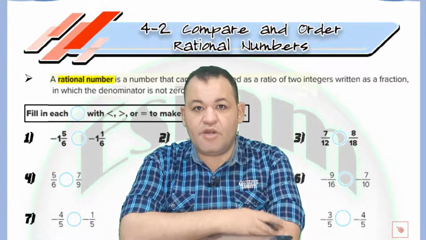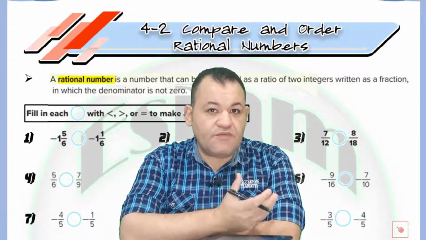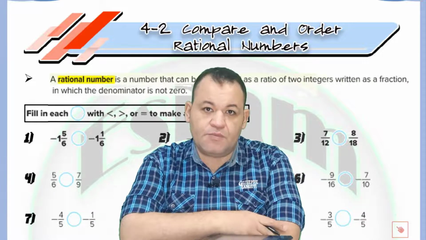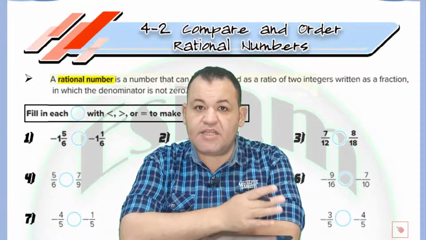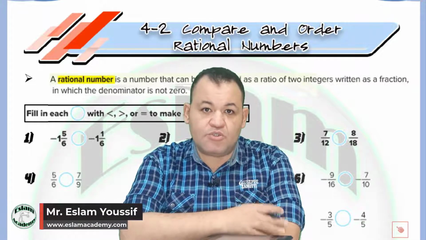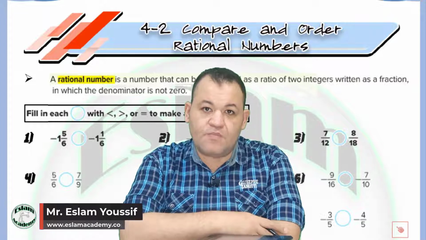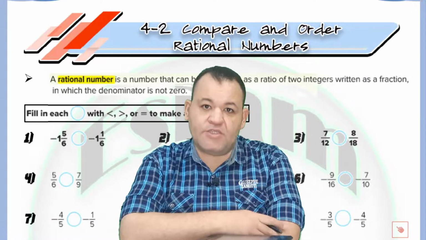So how can we compare between them? Number 1, look at the sign. Any positive number is greater than any negative number, and any positive is greater than 0, and 0 is greater than any negative number. Once they have the same sign, number 2, look at the whole number. If the whole numbers are equal, then we look at the fraction itself.